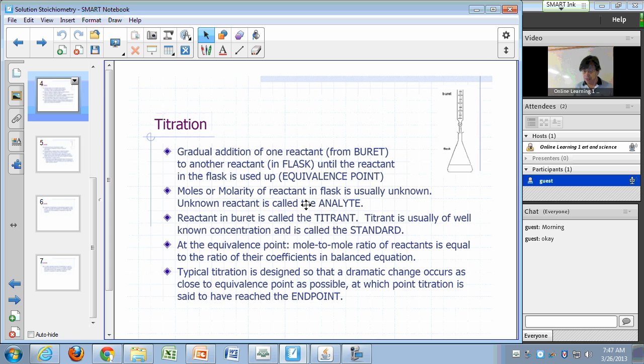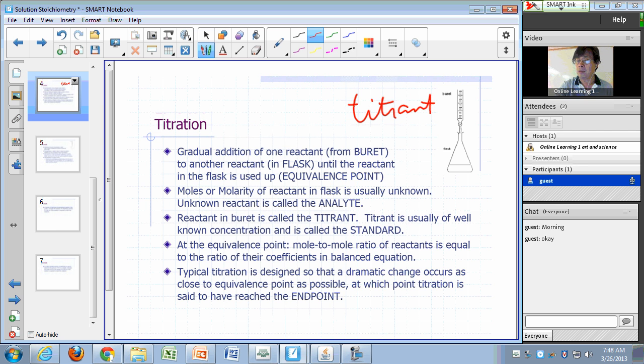So last time we started talking about titration, and so let's just review what that was all about. We said that in a titration, what you do is you gradually add one reactant into another. The reactant that you gradually add is called the titrant. It would be placed in a piece of glassware called a burette, and then you add it to the other reactant, which will be in a flask, until you get to what's called the equivalence point.